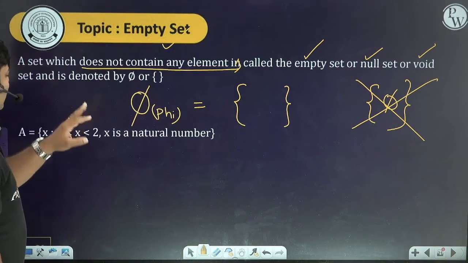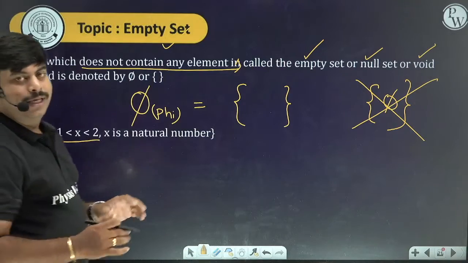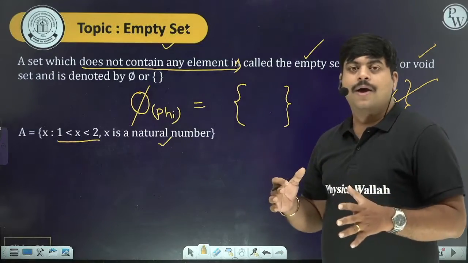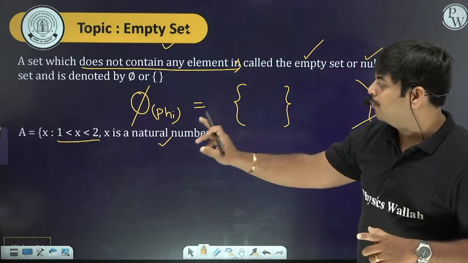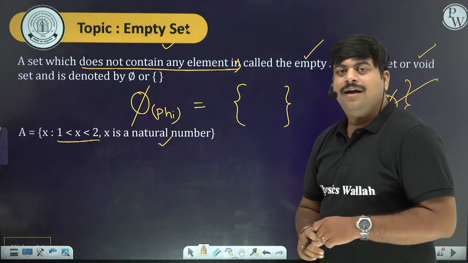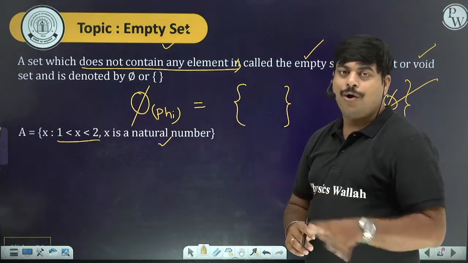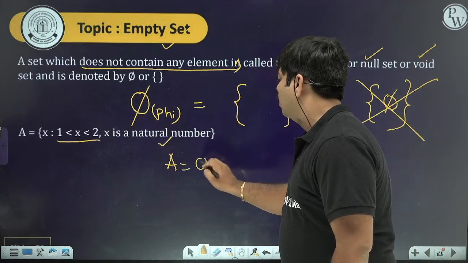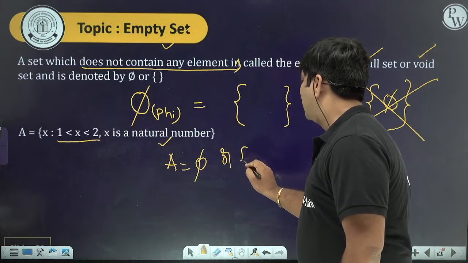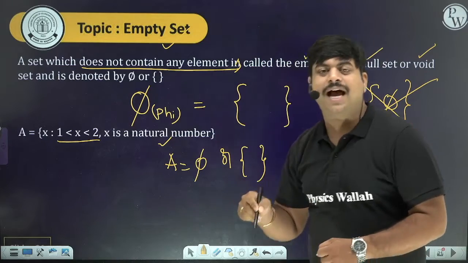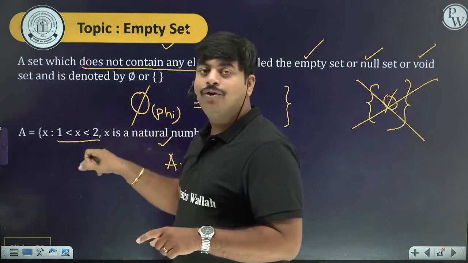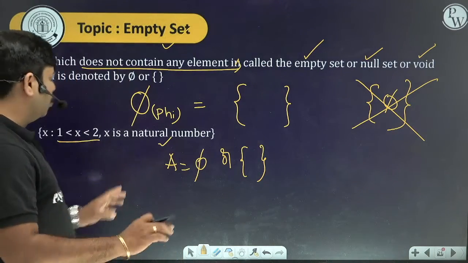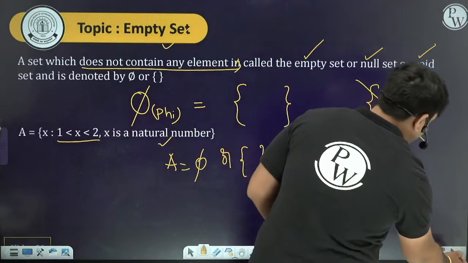So, I have an example. 1 less than x less than 2. X such that x is a number between 1 and 2, and x is a natural number. Now tell me, which natural number is there between 1 and 2? Is there any answer? No. There is no answer, so I write A is equal to phi, or I can also write empty braces like this, which gives that there is no solution. There is no value of x satisfying that set, so that is called an empty set.